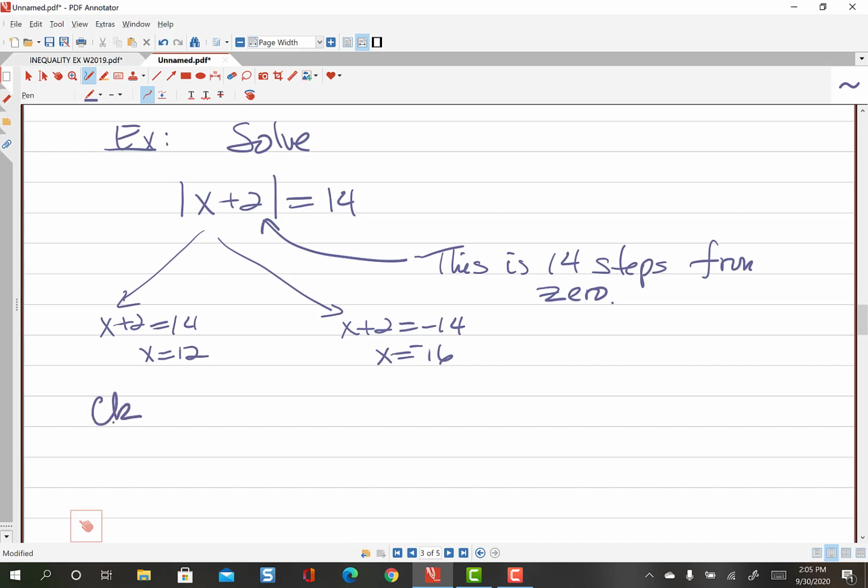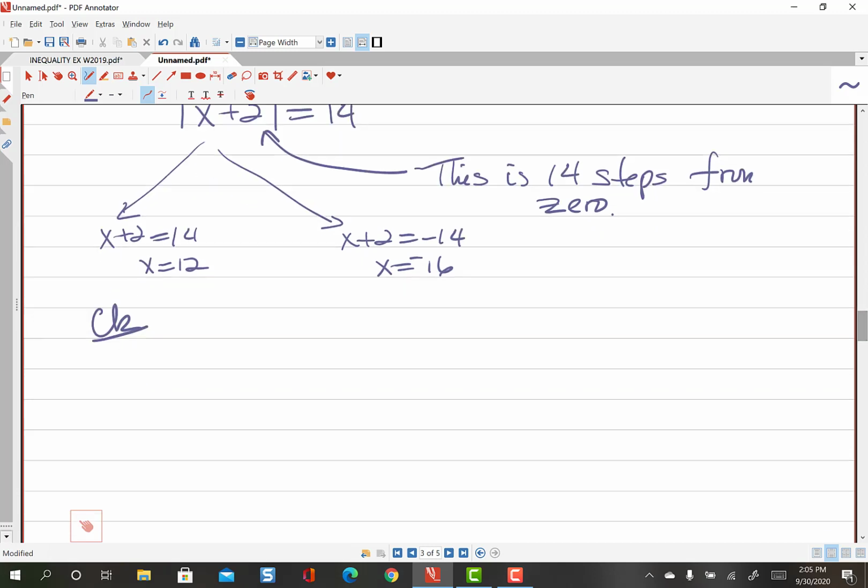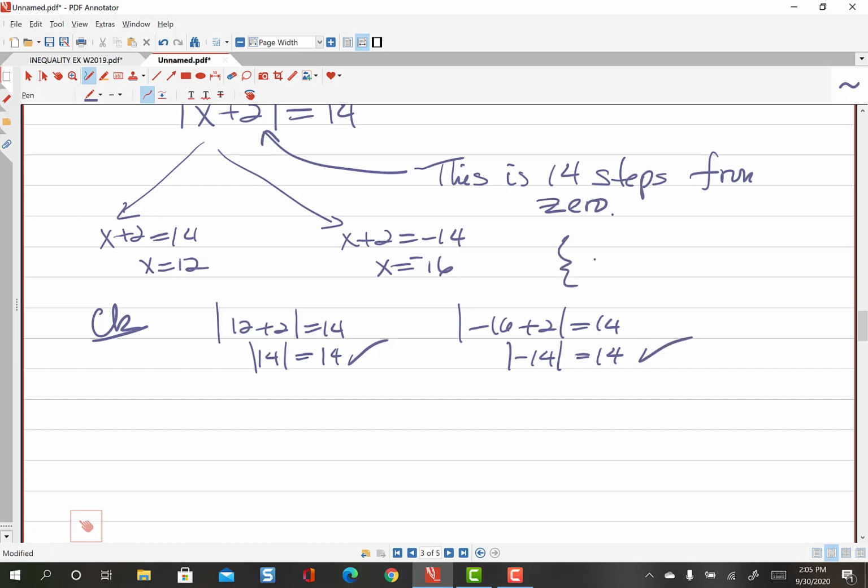Now, let's check and see if this works. But again, keep in mind, this is absolute value. The absolute value of 12 plus 2 is 14. So yes, the absolute value of 14 is in fact 14. If I put in the other possible answer, negative 16, I get the absolute value of negative 14 is equal to 14, and yes, it is. So both of these solutions will work.